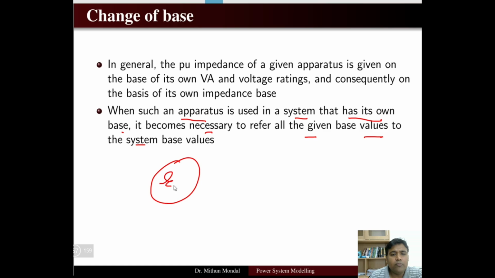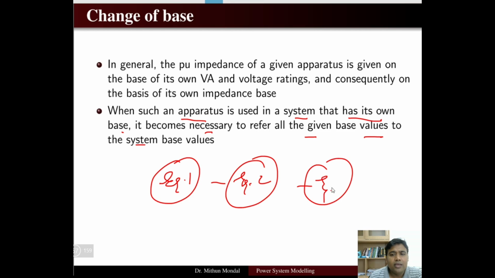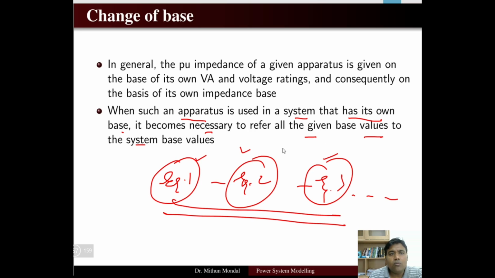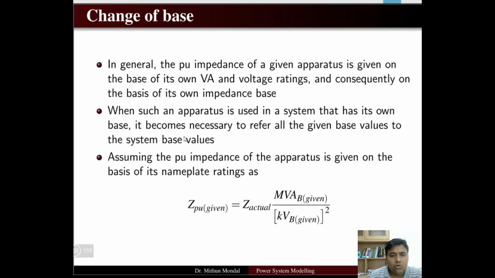Suppose so many equipments are connected to form a power system network. Then we require that each equipment be referred to the system base. So there will be a system base, to which all the base values of the equipment will have to be converted. Assuming the per unit impedance of the apparatus is given on the basis of its nameplate rating, we can obtain the Z per unit from the old base to the new base.